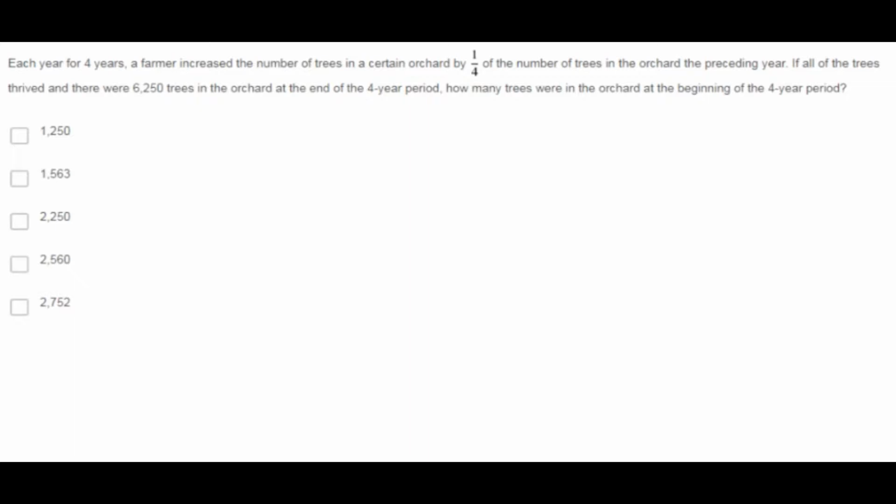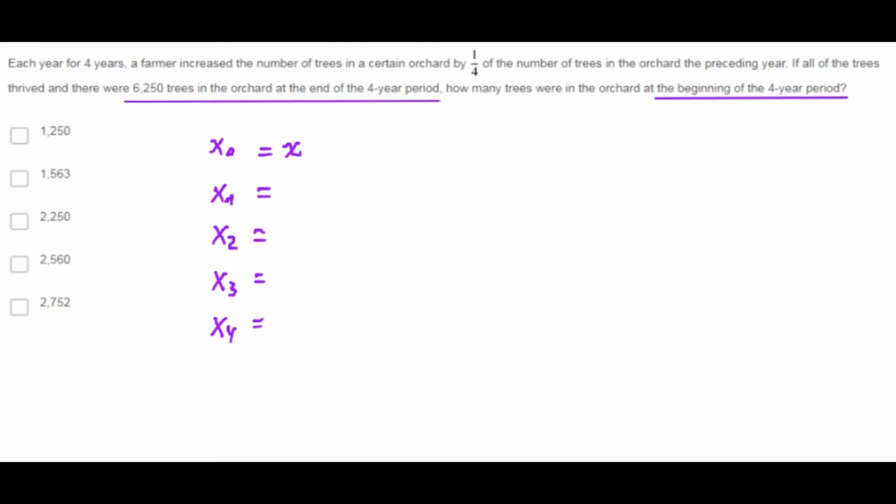So here, first of all, let x be the number of trees they had at the beginning of the 4-year period. Then x1 is the number of trees they had at the end of the first year. x2 is the number of trees they had at the end of the second year, and so on, until we get to x4. x4 is the number of trees they had at the end of the 4-year period.